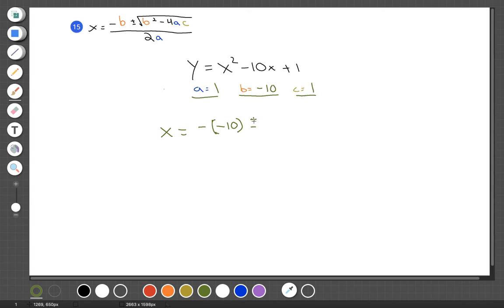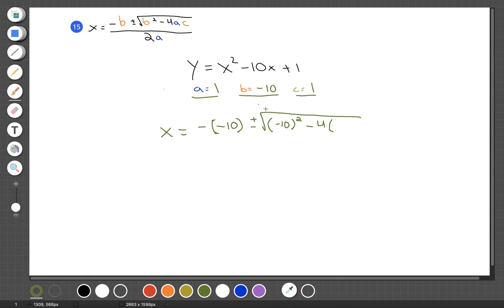Plus or minus the square root. Give yourself some space. We have b. So again, when you see your b, you need to use parentheses. -10. Only for the b, not for anything else. So -10 squared. So it's b squared minus 4 times your a.